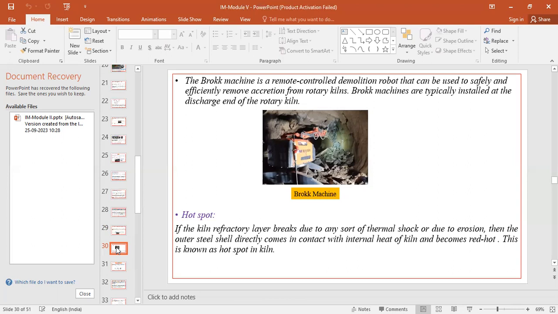And there is another concept called hot spot. That means if the kiln refractory layer breaks due to any sort of thermal shocks or due to erosion, then the outer steel shell directly comes in contact with the internal heat of the kiln and becomes red hot. This is known as a hot spot in the kiln. This is one of the defects, you can say, in the DRI process. So we can stop it here, and this is the end of the DRI process in the rotary kiln.